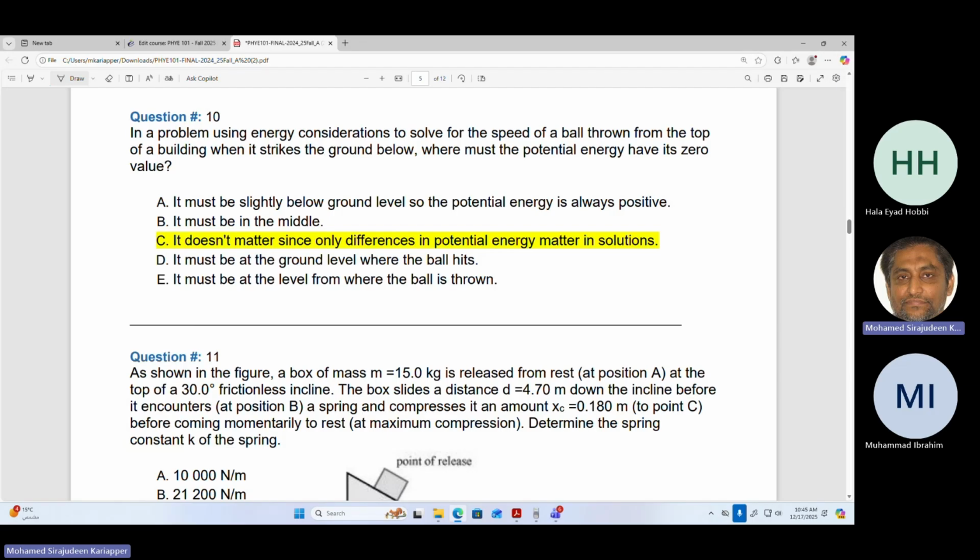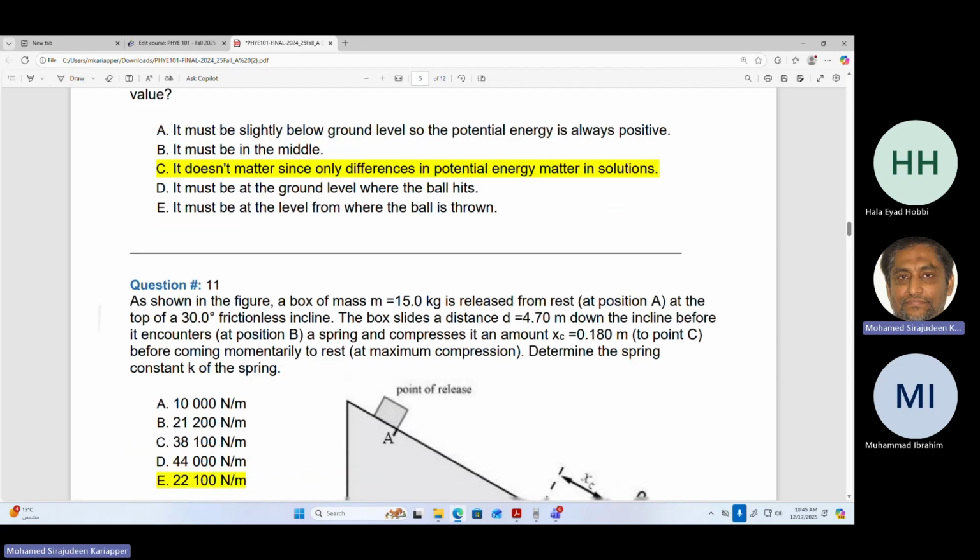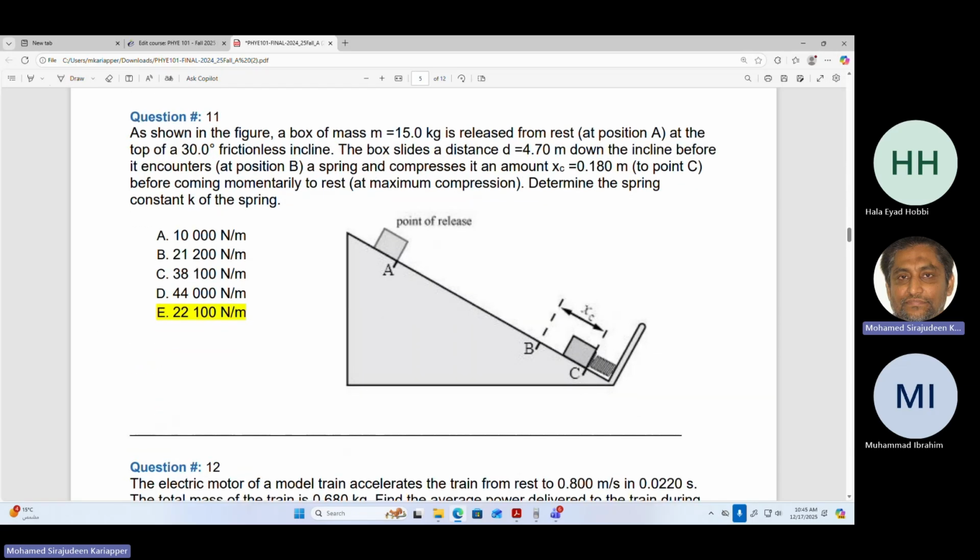Question number 10, I repeated this question so many times, so I will just skip that. Number 11. As shown in the figure, a box of mass 15 kilogram is released from rest at position A at the top of a 30 degrees frictionless incline. The box slides 4.7 meters down the incline before it encounters a spring at position B and compresses it by an amount of 0.180 meter to point C. So this value is given to us.